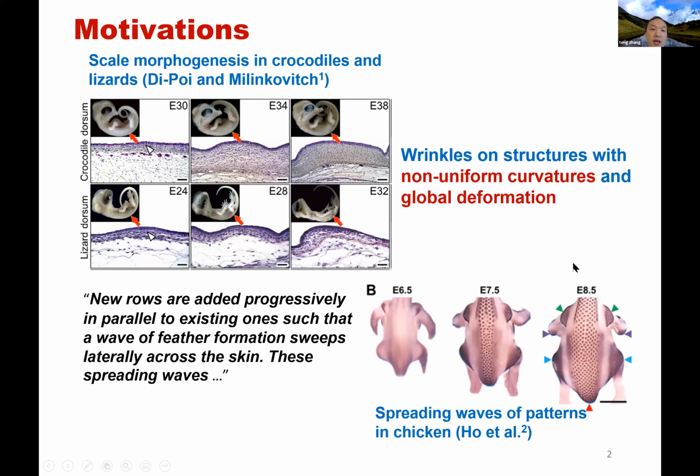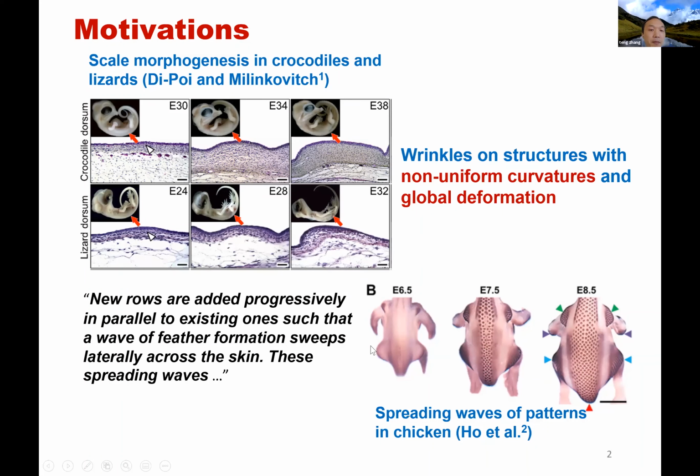Another study is on the chicken. Basically chicken and crocodile are similar. Chicken will grow feathers and crocodile will grow scales. You can see that the bottom image is from day 6 and there's no pattern. From day 7.5, you can see the pattern, and it's like this. I cite it from the paper.